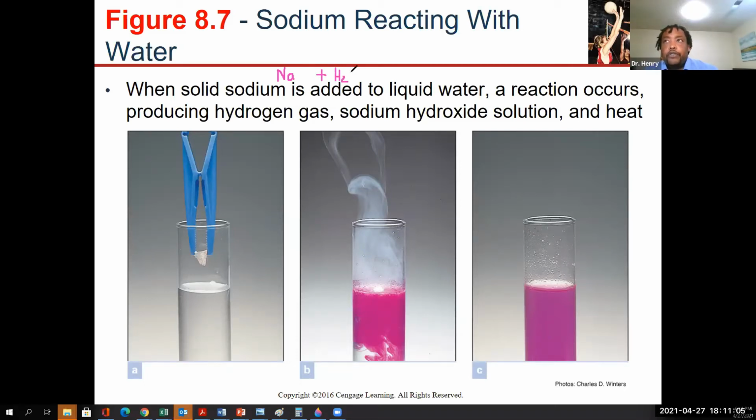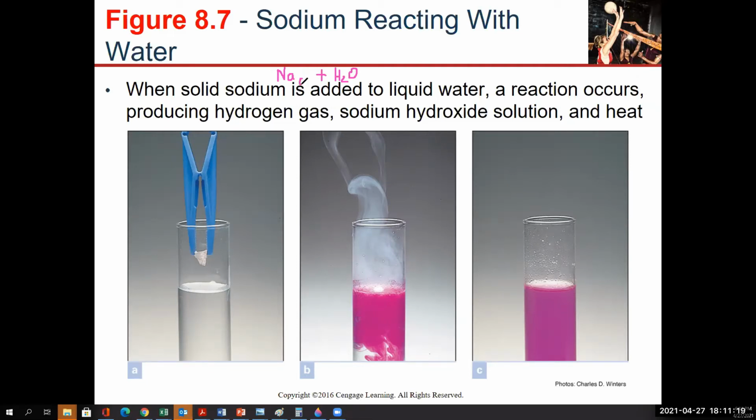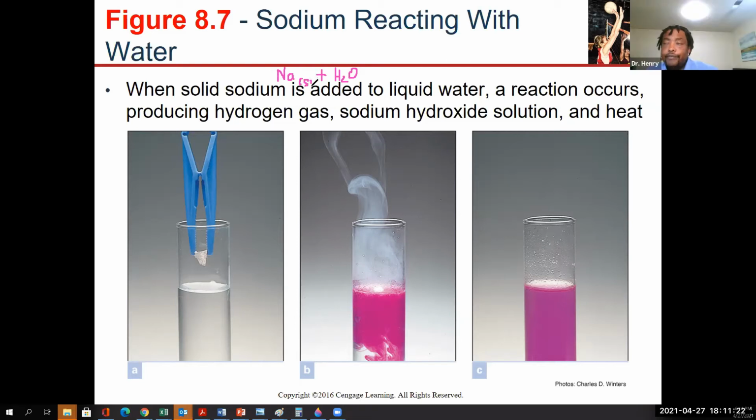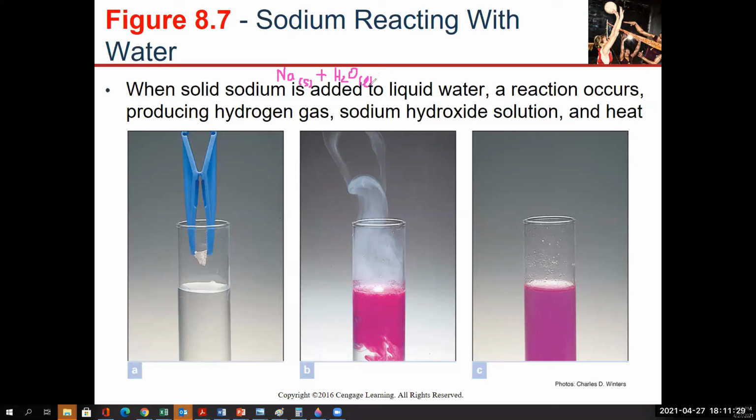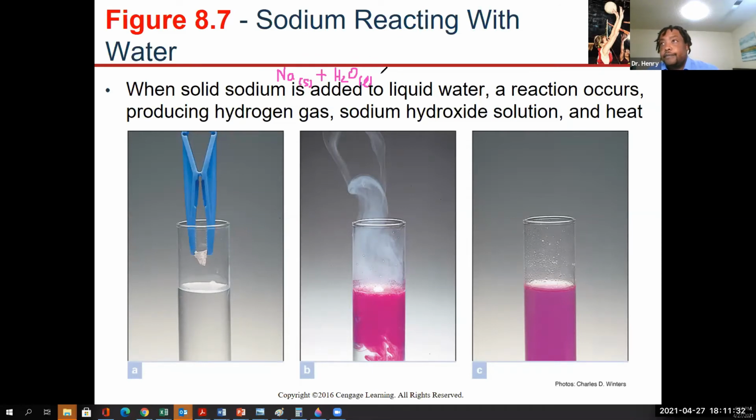So we have our sodium plus H2O, but we also need to give the state that our sodium is in. Is sodium a solid, liquid, or gas? Sodium is solid. Okay. And water? Liquid. Okay. So we use that S and that L to determine whether it's a solid, liquid, or gas. And then we make H plus NaOH here, plus sodium hydroxide.